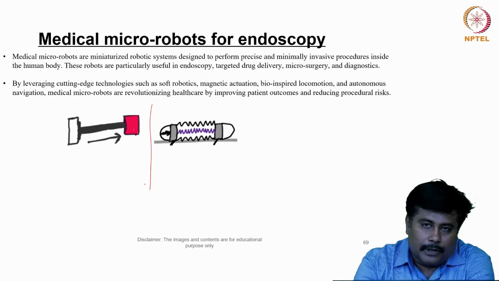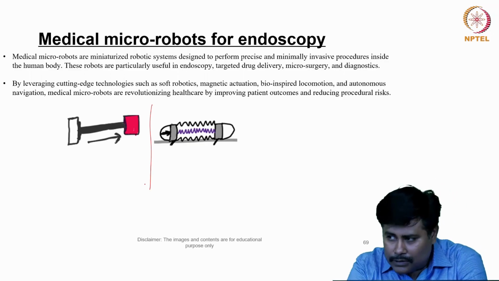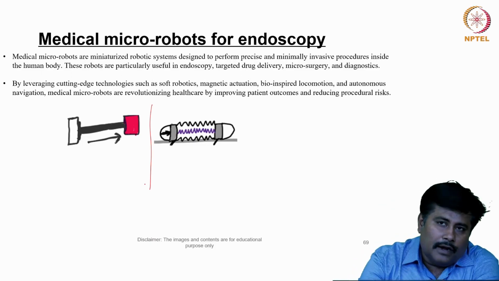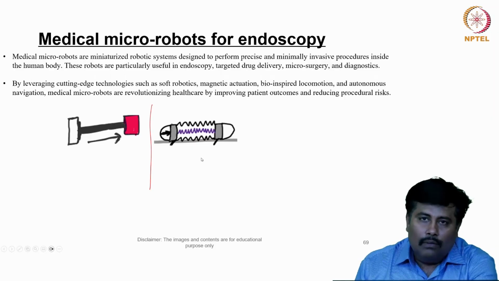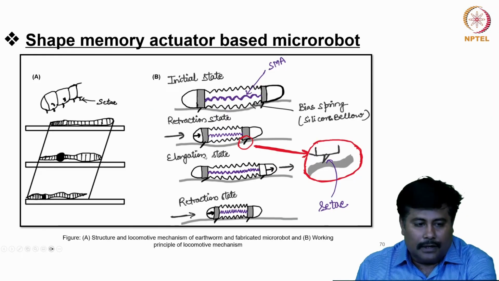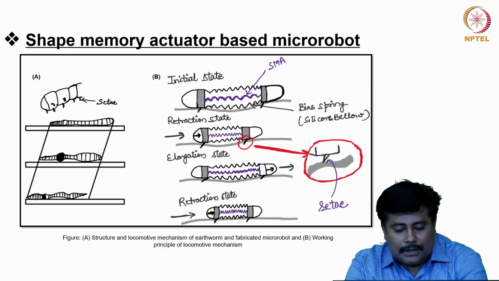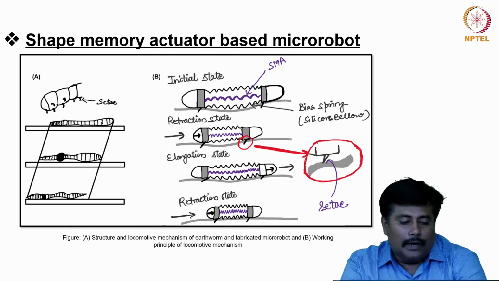So one is with respect to a kind of peristaltic motion. In fact, we have discussed this peristaltic motion in some of the earlier modules, and this is a kind of open and close actuation. Now let us discuss in detail the different types of actuation. So this is a shape memory alloy based robot, which basically tries to mimic an earthworm structure.